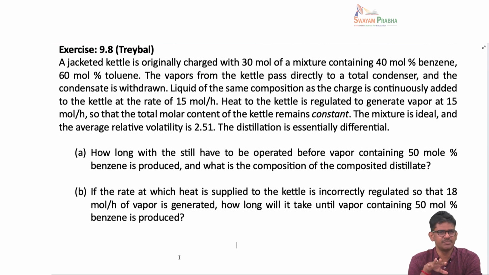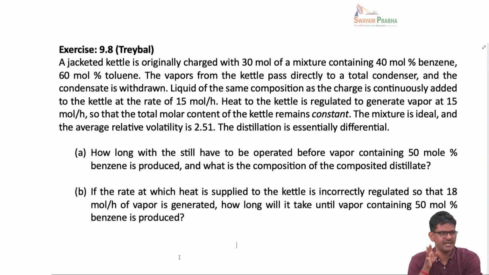Part B is very similar, but I will do only part A. Part B you have to do. The only difference in part A and part B is that in part A, the vapor flow rate and feed flow rate are matched, so that the amount of liquid in the still remains constant. But in part B, I think vapor is generated more than the feed that is compensating. So feed is coming at 15 moles per hour, whereas the vapor is leaving at 18 moles per hour. So that means you are actually vaporizing more than what is coming in.